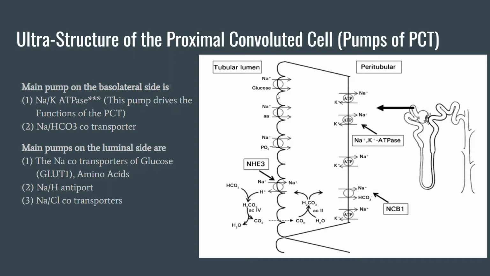On the luminal side of the membrane, there are a lot of co-transporters which pump sodium along with substances such as glucose, amino acids, and chloride from the tubular lumen and into the cell and eventually back into the blood. Also present on the luminal side of the membrane are these sodium hydrogen antiporters. These are once again important in the acid-base balance. They take in sodium and pump out hydrogen ions.